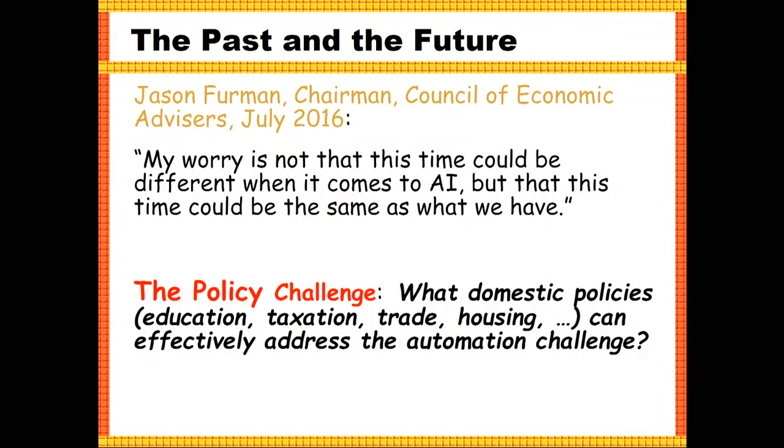And I want to quote Jason Furman. Jason Furman was the chairman of the Council of Economic Advisers of President Obama. In 2016, he wrote a report, and he wrote, "My worry is not that this time could be different when it comes to AI, but that this time could be the same as what we've had for the past generation." Because if you just take the trends that we've seen of the past generation and you extrapolate them, then we don't need any singularity. We don't need any fancy-schmancy new thing we talk about. Just extend the line that we've seen, and it looks pretty grim.